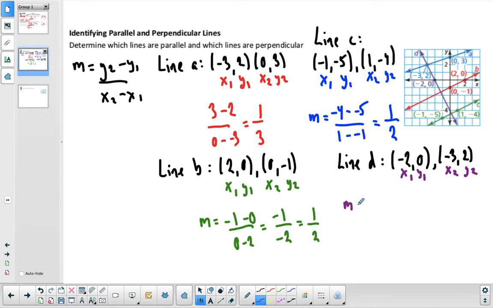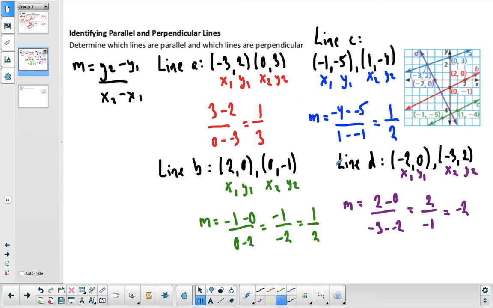Okay, so now I've got, let's see here, it's going to be 2 minus 0 over negative 3 minus negative 2. Okay. Now 2 minus 0 is going to give me 2. Negative 3 minus negative 2, minus a negative becomes plus a positive, is going to be negative 1. So really this is the same thing as negative 2. Okay. All right, so first thing that we needed to do, we've done. We've gone through, we found all 4 slopes.